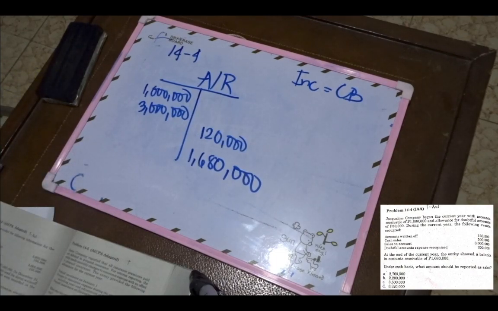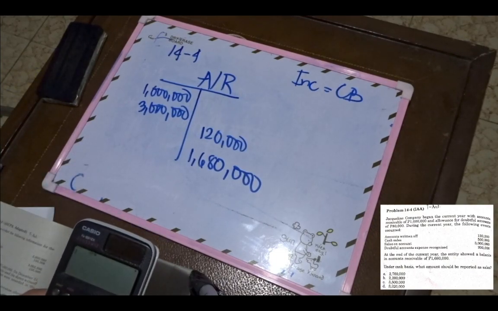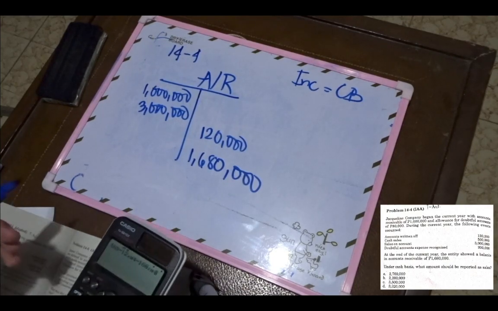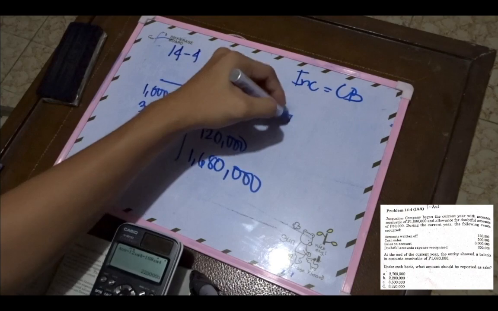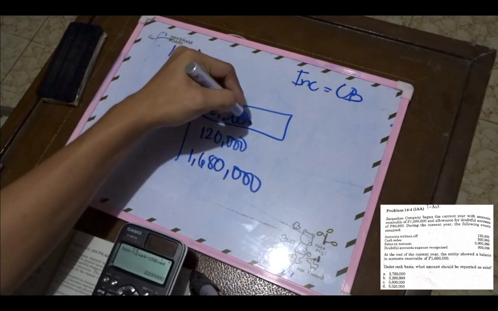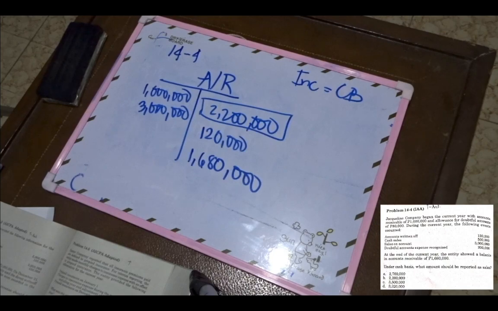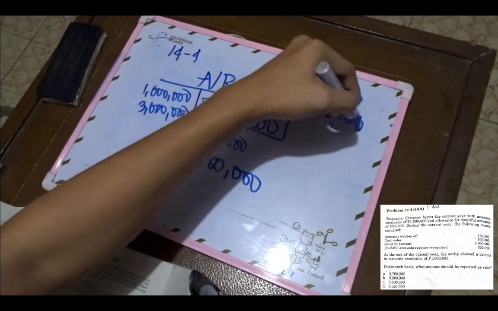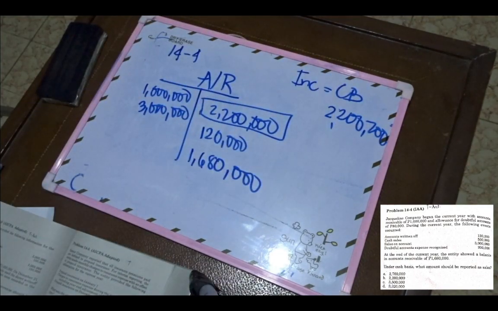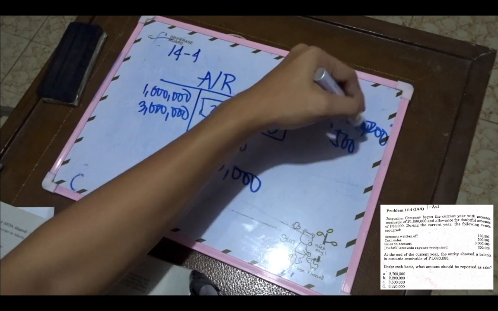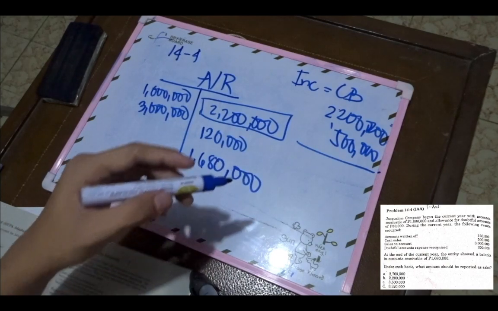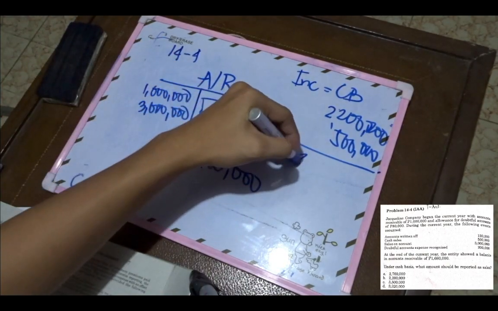So using this, you'll have 1 million plus 3 million minus 120,000 minus 1,680,000. We'll have a balance here of 2,200,000 representing cash collections. So that's cash collections from AR. You add cash sales amounting to 500,000, a total of 2,700,000.